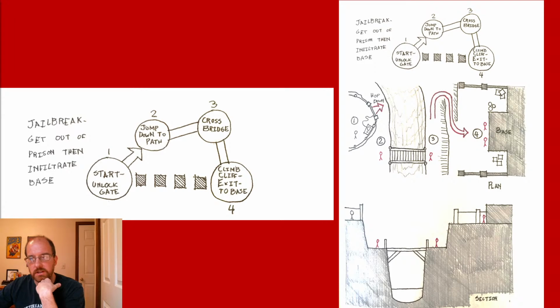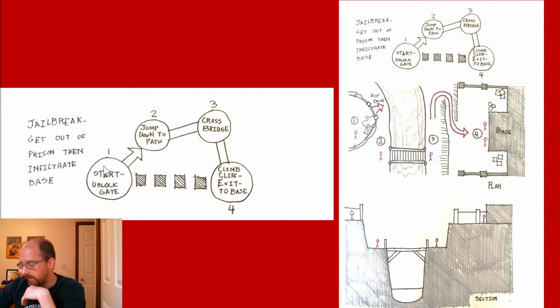And what you do with a molecule diagram is you build this thing. Basically you make circles, and those circles are your major spaces in your level. And then you draw arrows or marks in between them that imply some sort of relationship. So here we have what's going on in this level, a jailbreak. Get out of prison, then infiltrate the base.